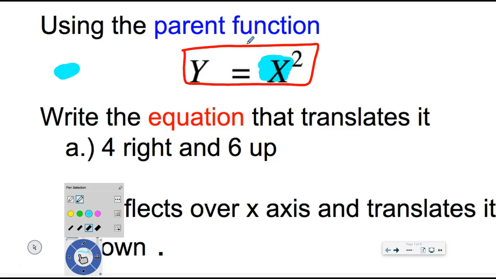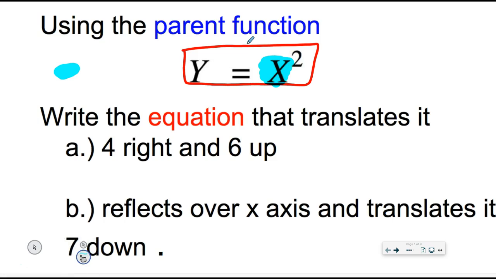So when it's left or right, you mess with the x, okay? So when it says 4 to the right, it says an equation, so you have to write y equals or you'll get points taken off.